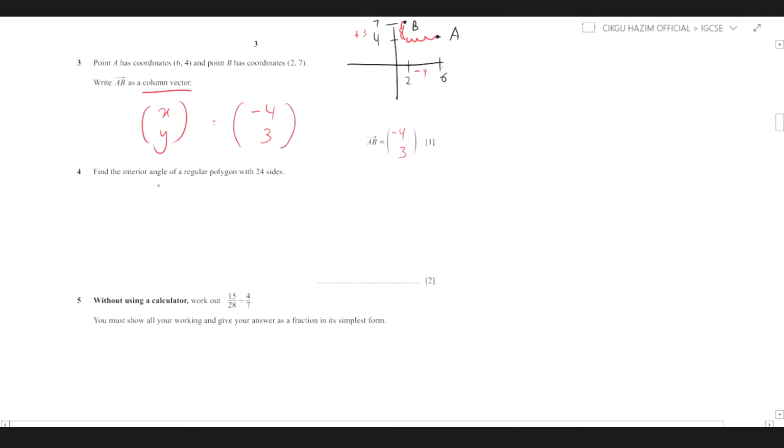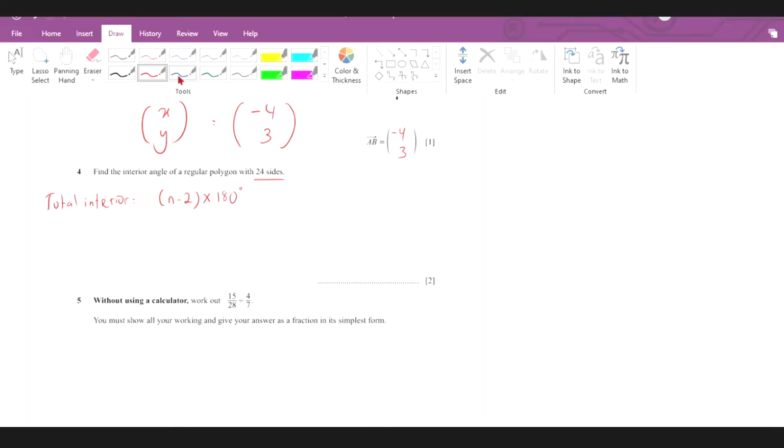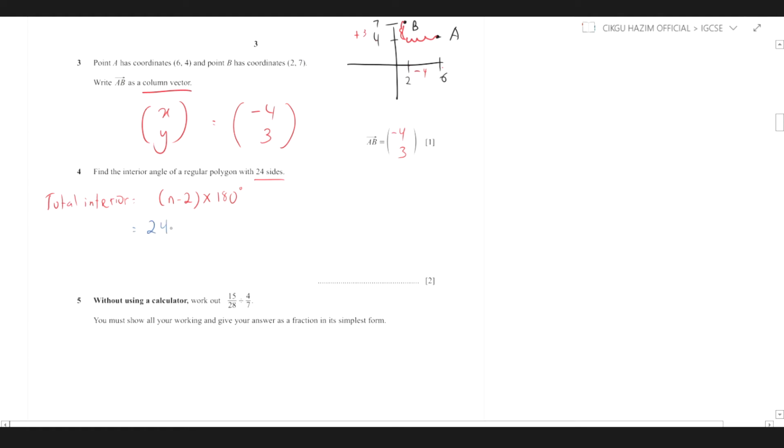Next thing, find the interior angle of a regular polygon with 24 sides. To find the interior angle, first of all you need to find the total interior angle before we find each interior angle. Then after that we divide it by 24 sides. We must have a formula, which is total interior angle equals n minus 2 multiplied by 180 degree. What does n stand for? N stands for number of sides. We have 24, so 24 minus 2 then multiplied by 180 degree. So we're going to have 22 multiplied by 180 degree.